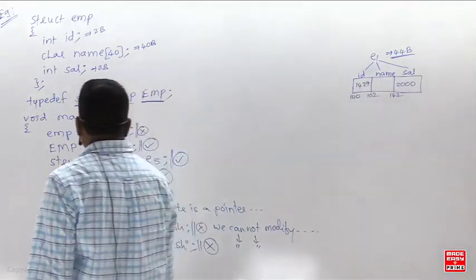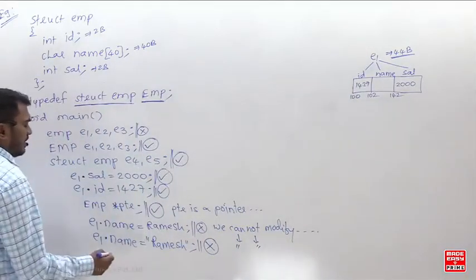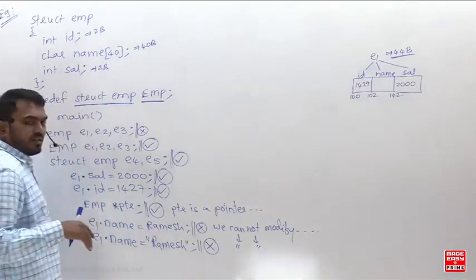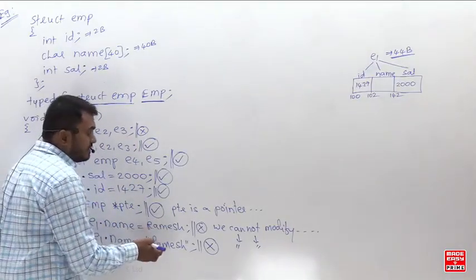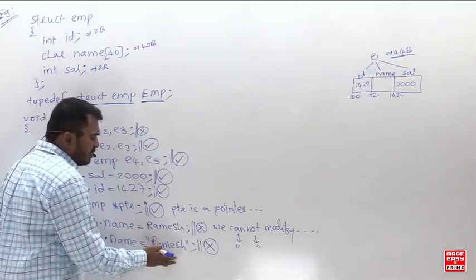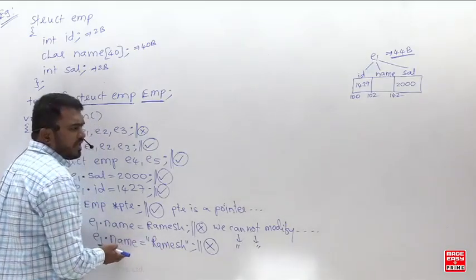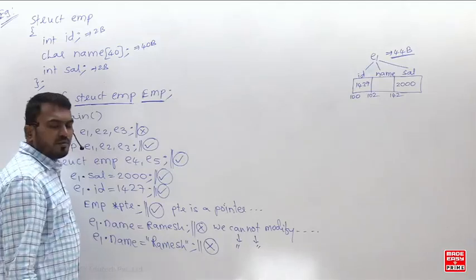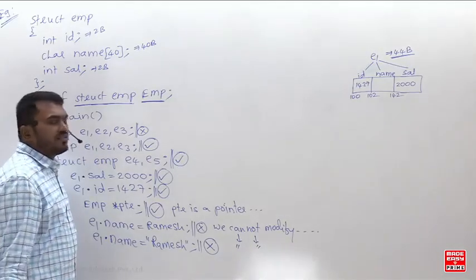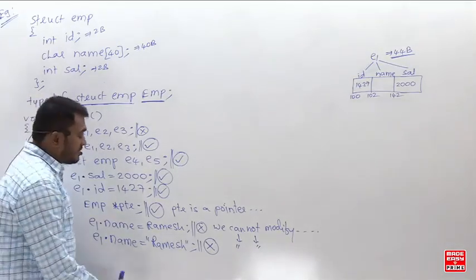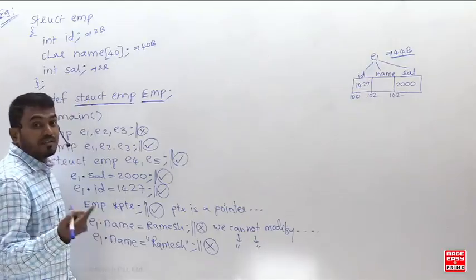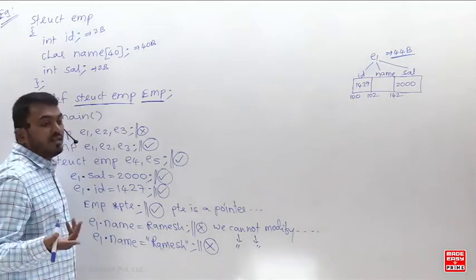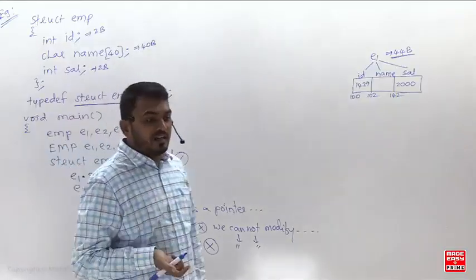Now tell me, this is not allowed, this is also not allowed, and this is also not allowed. Now I really want to write some name here. Ramesh, Kumar, Raj, Krishna, whatever, some name I want to give. So what is the way to write it? How do we have to write it?